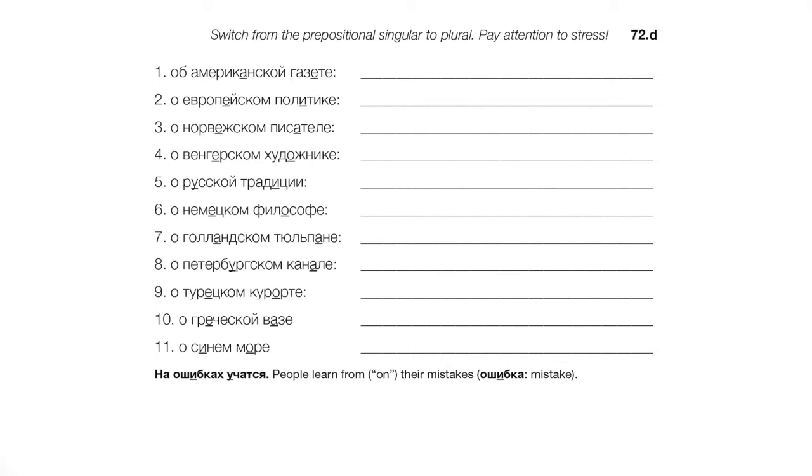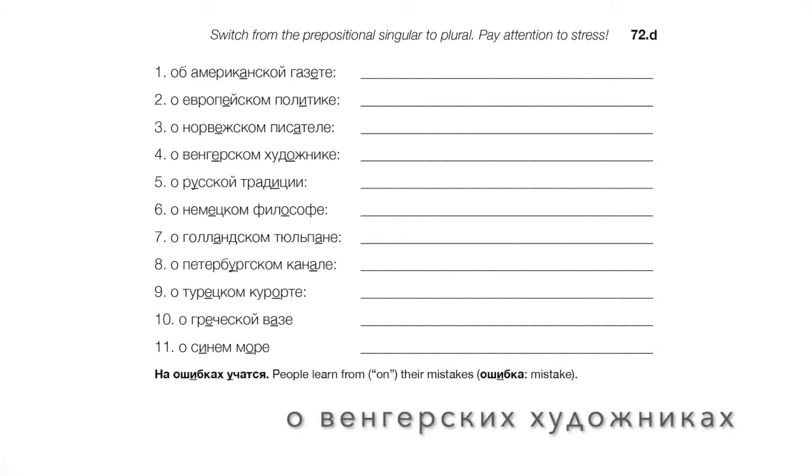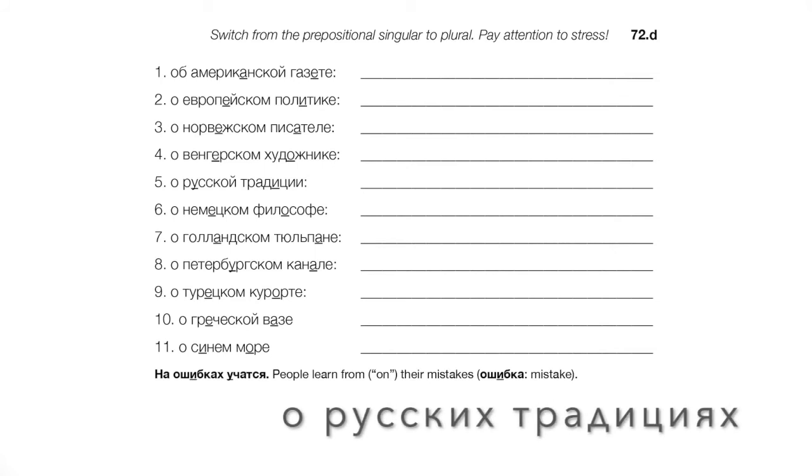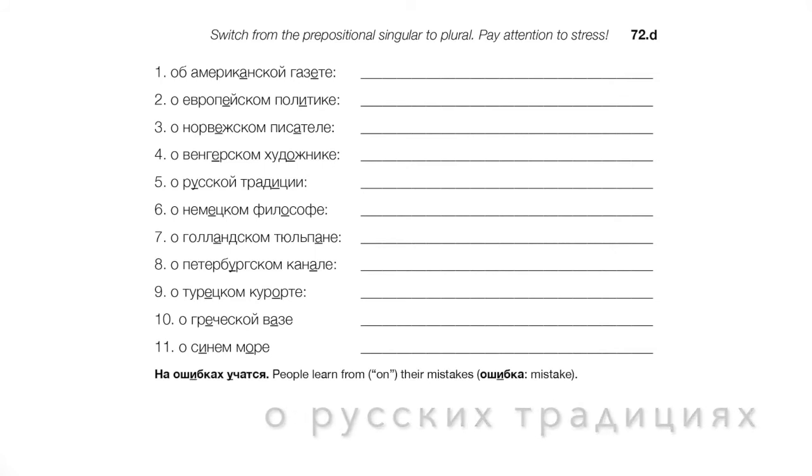I'm a big fan of Norwegian literature. If you ever want to check that out, there's lots of good stuff there. Anyway, о венгерском художнике, about a Hungarian artist. So artists, plural, would be о венгерских художниках. Пять, about a Russian tradition. So let's make that plural. О русских традициях, excuse me. О русских традициях.